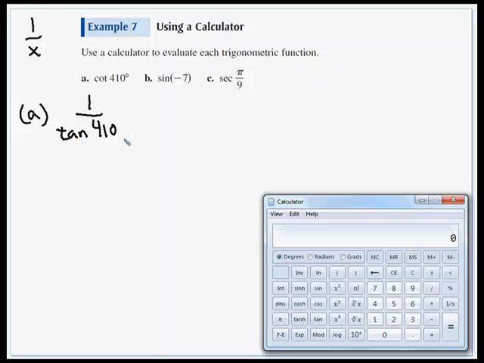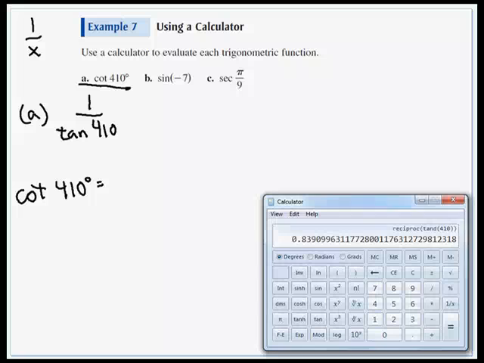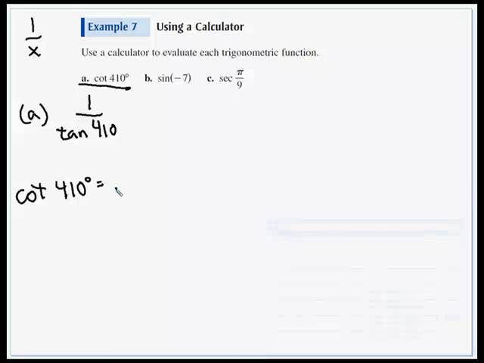So I want to do 410 degrees first, and then find the tangent of that, and I want to invert to get the cotan. So hit the 1 over x key. So this value for part A, the cotan of 410 is, and we usually round off to 4 decimal places, .8391.